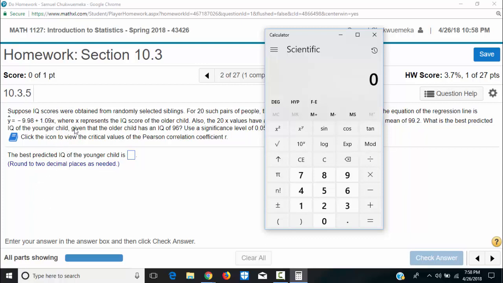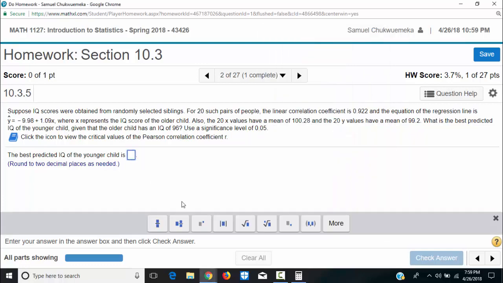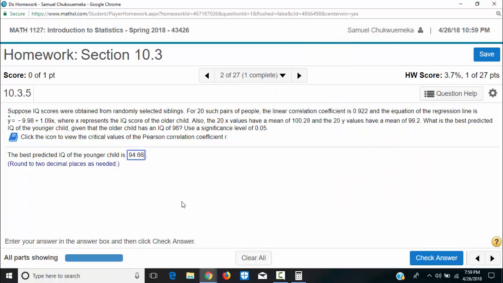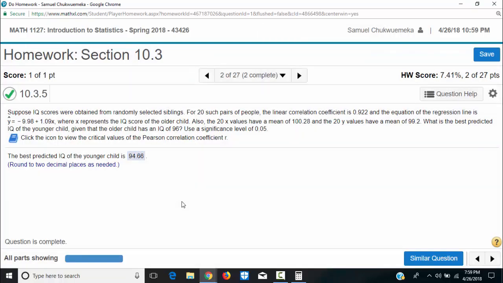So I'm going to just do 1.09 times 96 equal to, then minus 9.98 equal to. So this gives me 94.66. 94.66. Okay.